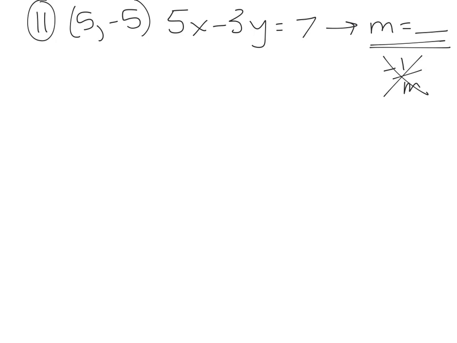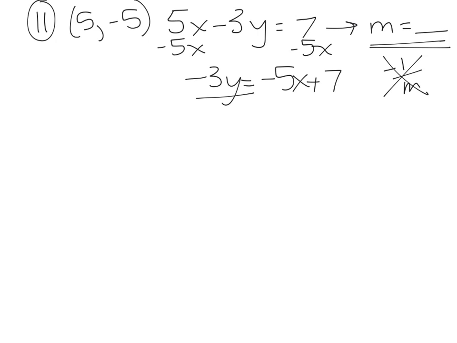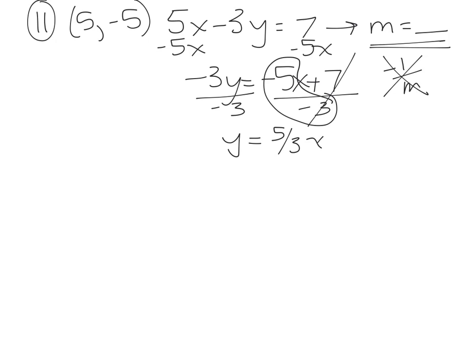So first I've got to find the slope of this line. So minus 5x on both sides, -3y = -5x + 7, divided by -3. And I just care about the slope of this line, so I don't care about that part. So the slope of this line is going to be 5/3 x plus whatever b is there. I don't know, I don't care. This is what I want.